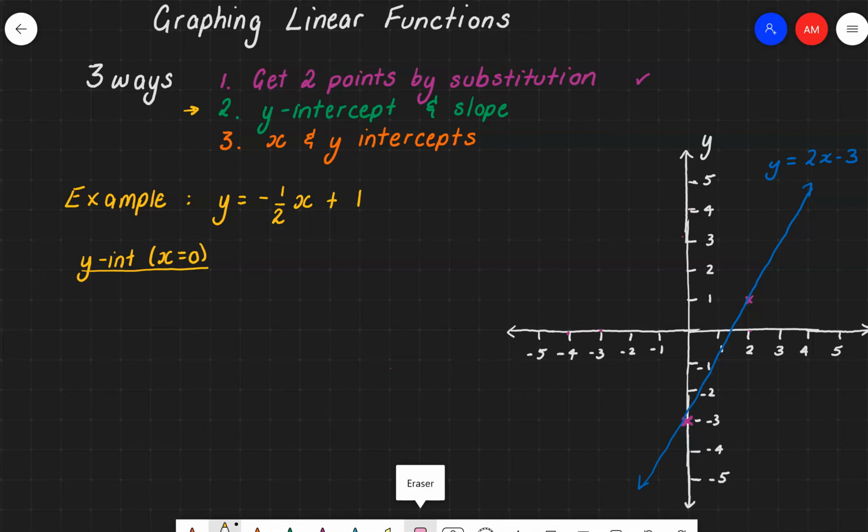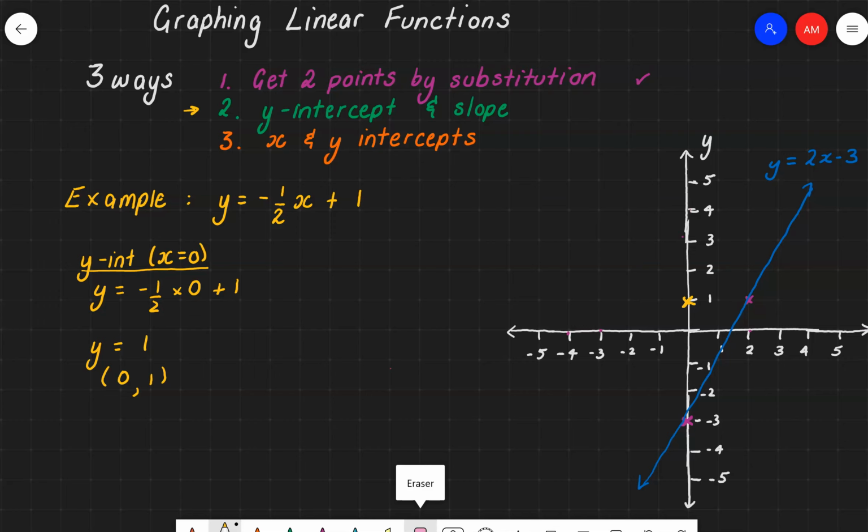Okay, so when x is 0, we end up with y equals minus a half times, what are we making x? We're making it 0, so this is similar to what we did last time, and we end up with y equals 1, so that gives me the coordinate. My x value is 0, my y value is 1. So we can already put our cross here.